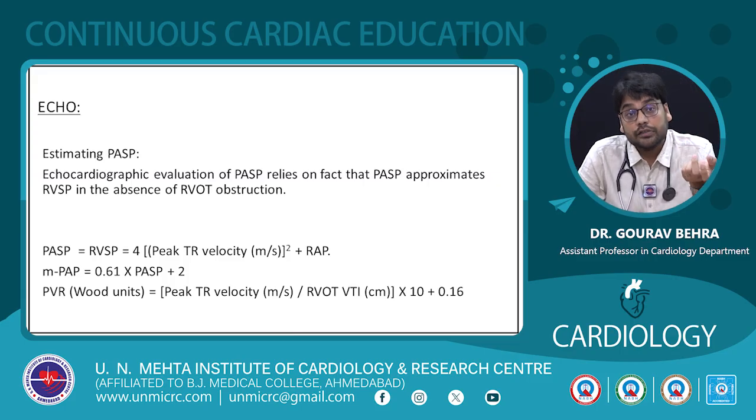And you can also calculate the PVR by means of echo. These equations are not valid everywhere, but you can get a rough estimate. Like peak TR velocity divided by the RVOT VTI, if you multiply it by 10 and add 0.16, you will get the PVR in Wood units.